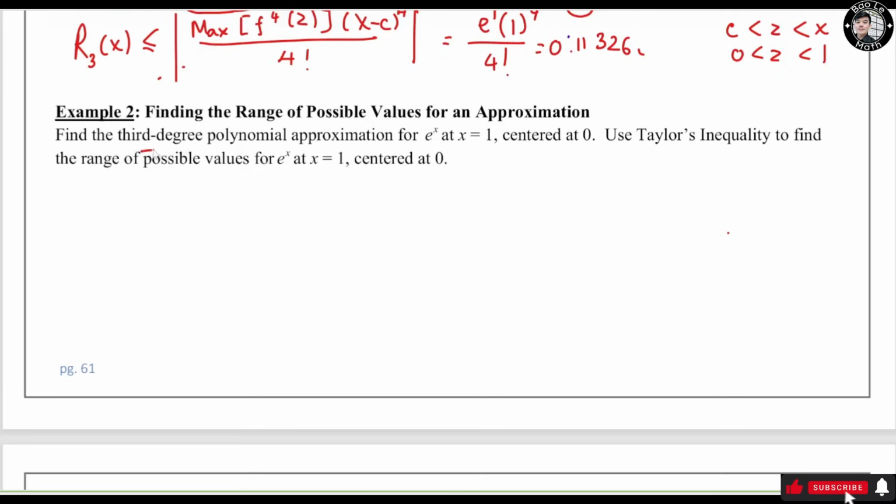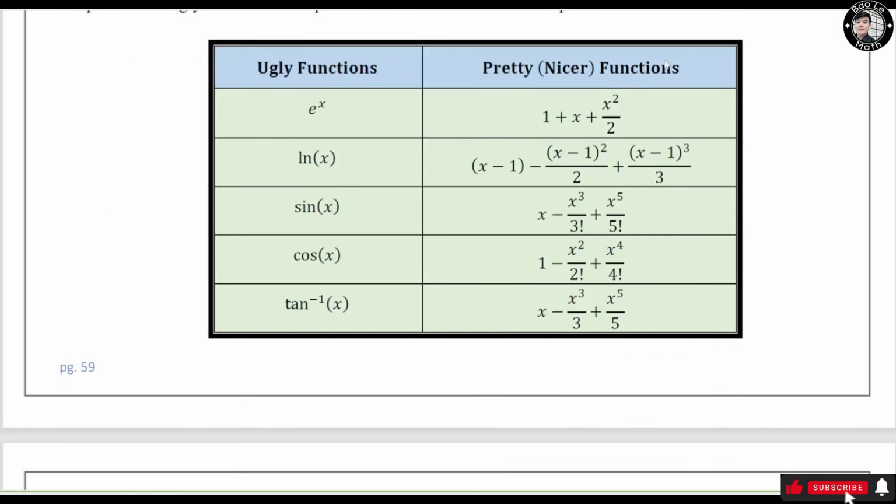Find the third degree polynomial approximation for e to the s, with s equals 1, centered at 0. So this one, s equals 1, and c equals 0. Use Taylor's inequality to find the range of possible values for e to the s with s equals 1, centered at 0. So you need to find the polynomial approximation for this one first. This is a third degree polynomial, so we have p sub 3 of s.